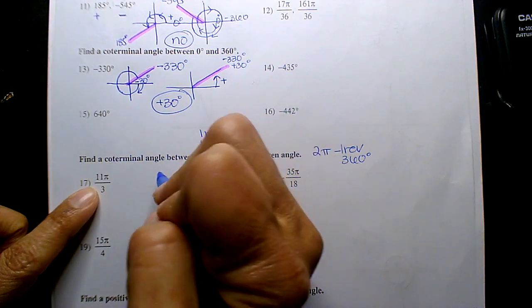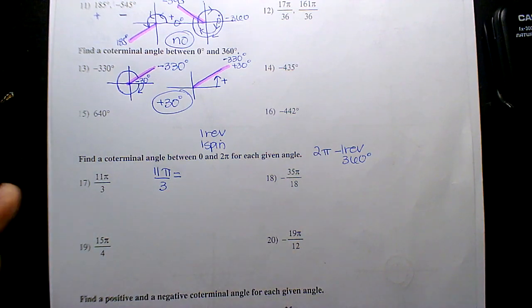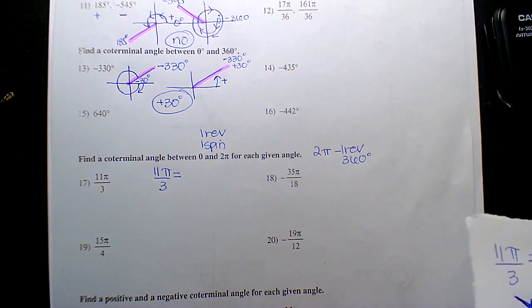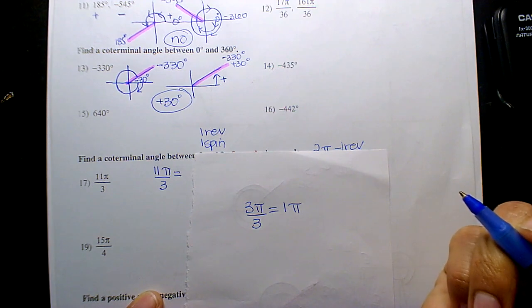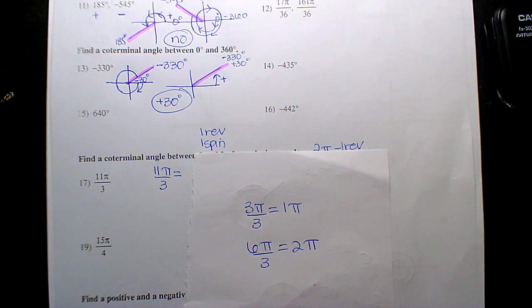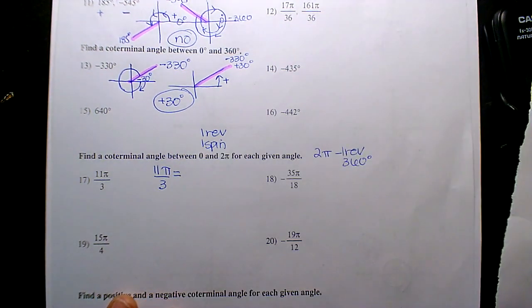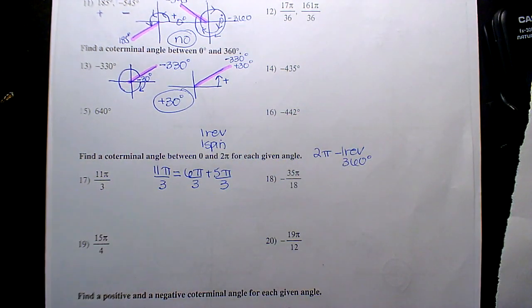Without doing this, look, you guys have to kind of see 11 pi over 3 is equivalent to, okay, 3 pi over 3 is 1 pi. Do you guys agree with that? So then 6 pi over 3 is 2 pi. Do you guys understand denominators is what I'm getting at? So 6 pi over 3 and 5 pi over 3 is equivalent to 11 pi over 3. Because if you have the same denominator, then you just add or subtract your numerators. So 6 plus 5 is 11, right?